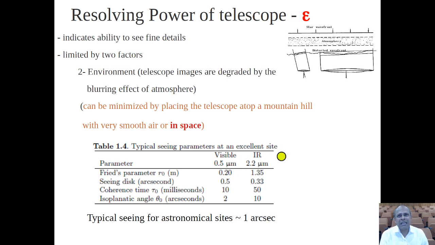So the excellent sites are characterized by a single parameter that we call the seeing disk. This is in arc seconds. Typically at the visible waveband, 0.5 micron, at the best sites the seeing is of the order of 0.5 arc second, and at the infrared waveband it is 0.33 arc second. So these are the best sites we have. But a typical astronomical site has 1 arc second seeing at the ground level.